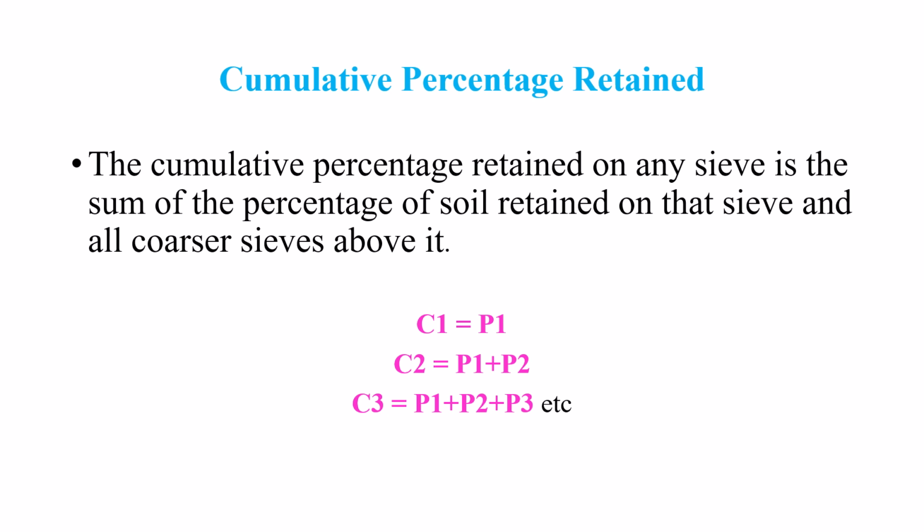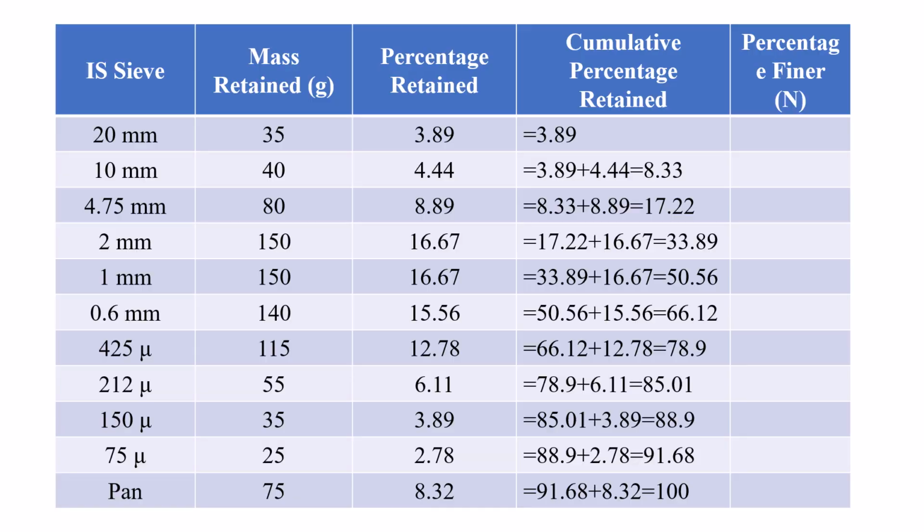Cumulative percentage retained is the total of percentage retained values from top to bottom. C1 equals P1, C2 equal to P1 plus P2 and so on up to the last sieve. First sieve gives 3.89%. For the second sieve, we add 4.44 to the previous 3.89 to get the cumulative percentage retained as 8.33. For the third sieve, we add 8.89 to 8.33 to get 17.22 and so on.